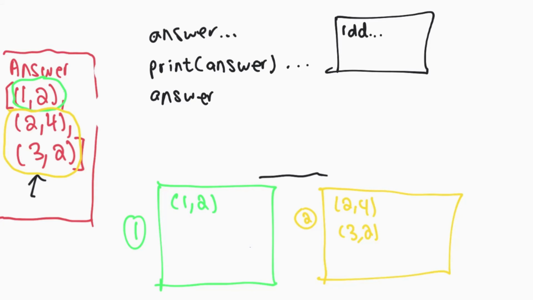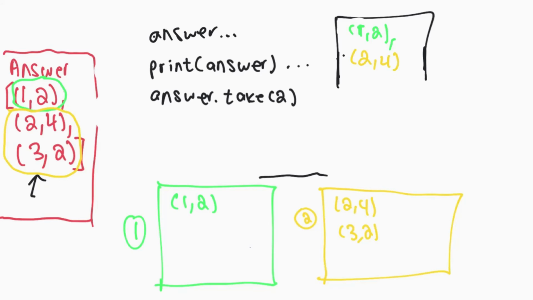So if we did answer.take(2), what that would output, instead of an RDD, is two of the elements. Okay, and I guess we'll say it takes the first two. The order is kind of weird, but it produces, say, one from this machine. So it would say we have 1, 2, and 2, 4. Okay, so we literally took two of the elements.